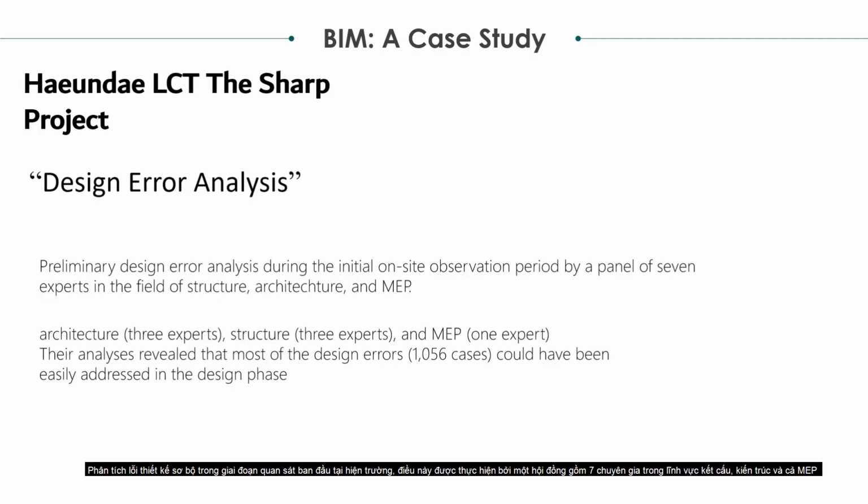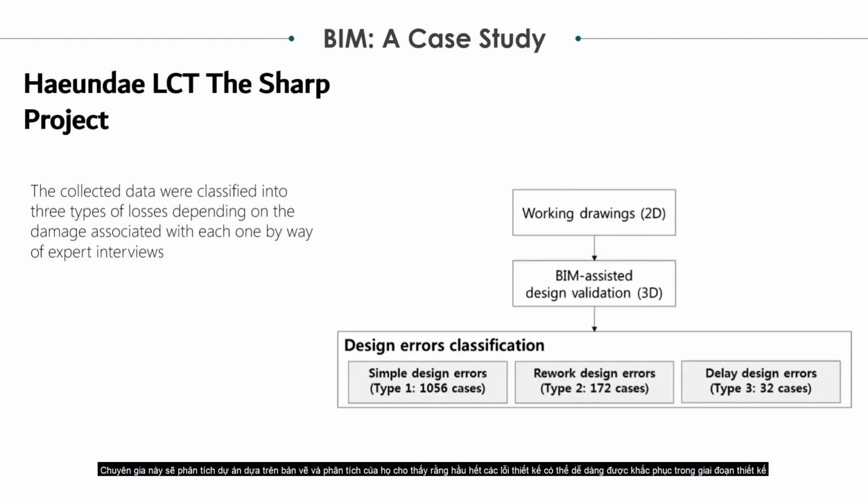Preliminary design error analysis was done during the initial on-site observation period by a panel of 7 experts in the fields of structure, architecture, and also MEP. They placed around 3 experts for architecture, 3 experts for structure, and 1 expert for MEP. These experts analyzed the project based on the drawings, and their analysis revealed that most of the design errors could have been easily addressed in the design phase. After that, they collected the errors and mistakes that they found in the project.